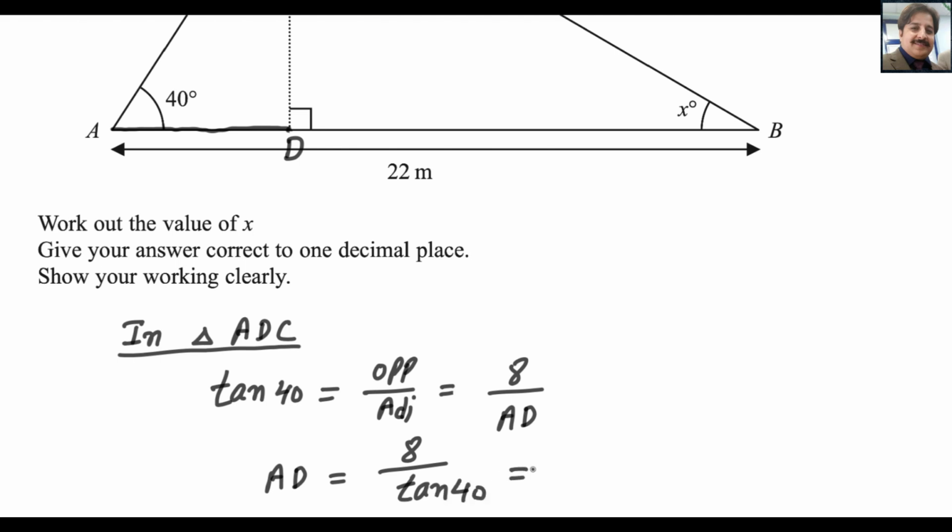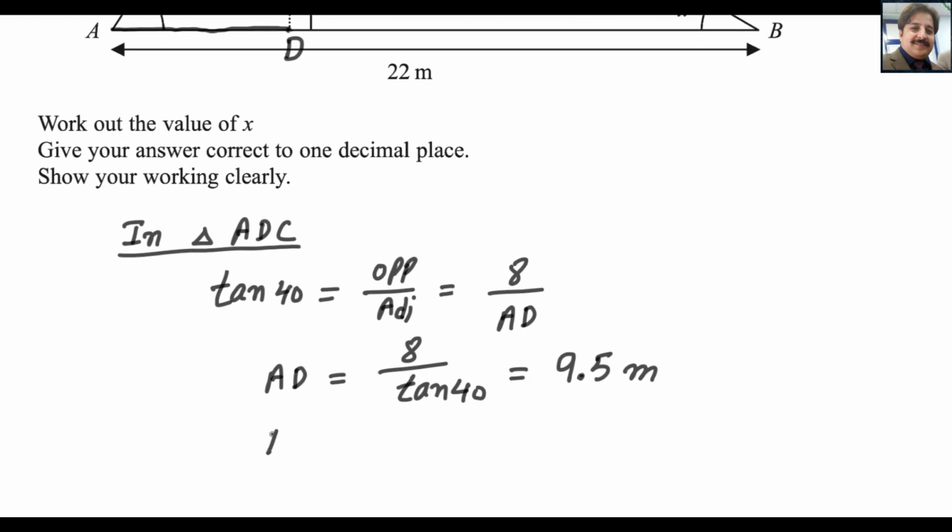Get your answer by using a calculator. 8 divided by tan 40, the answer is 9.5. Correct to one decimal place, it is 9.5, 9.5 meters.